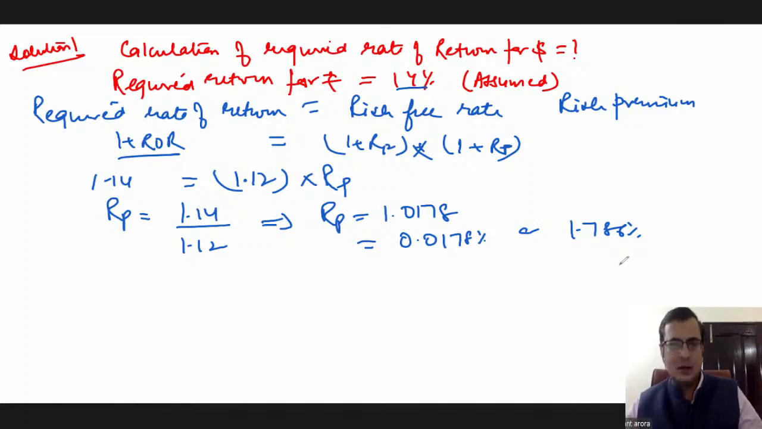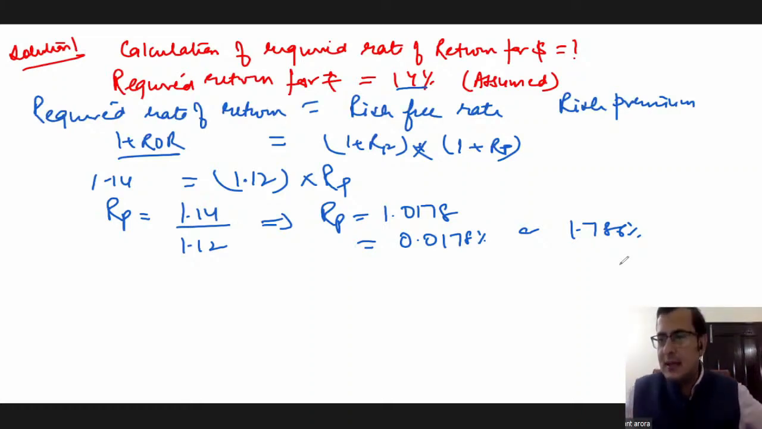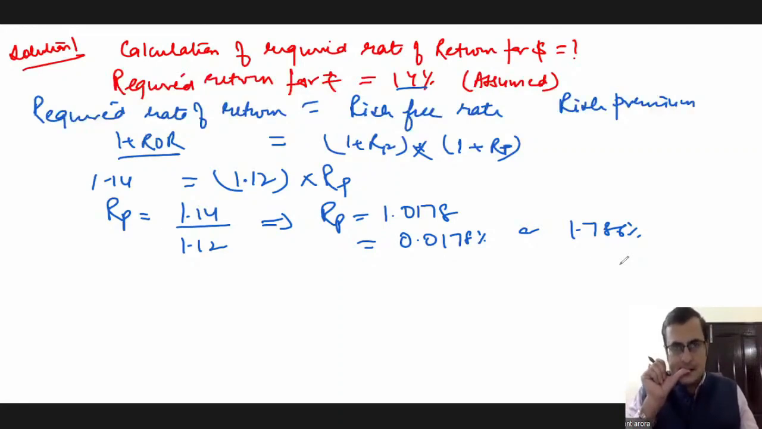Hi Naveen, I hope you are doing good. What are you saying, sir? Why not the required rate of return? That is what we have done. See, we have to calculate the risk premium.